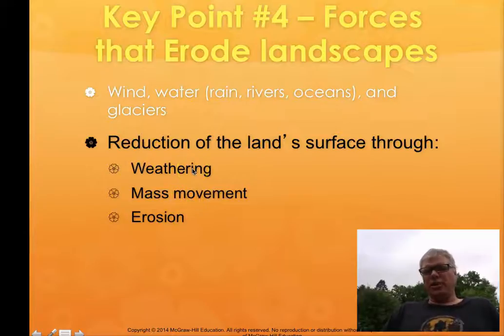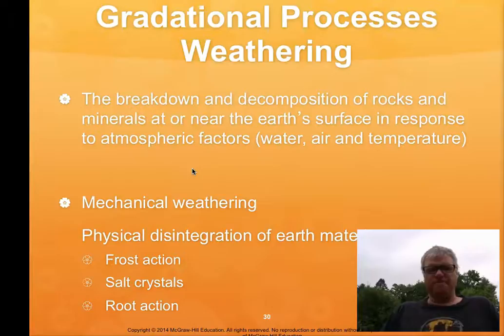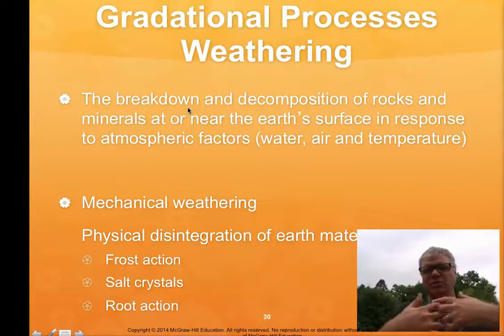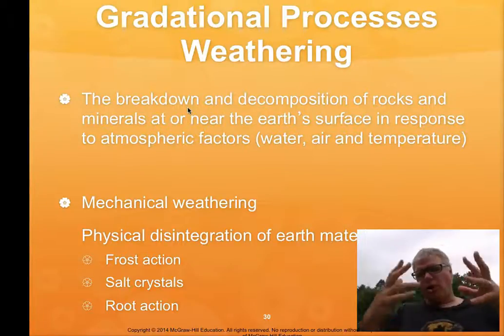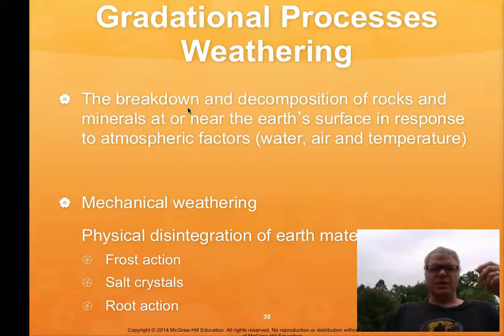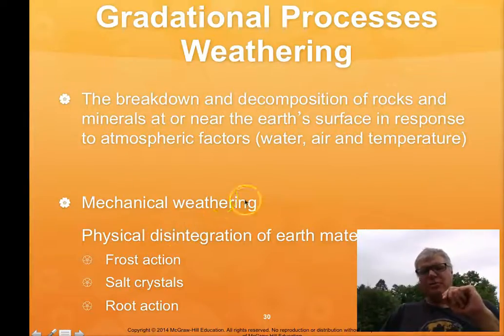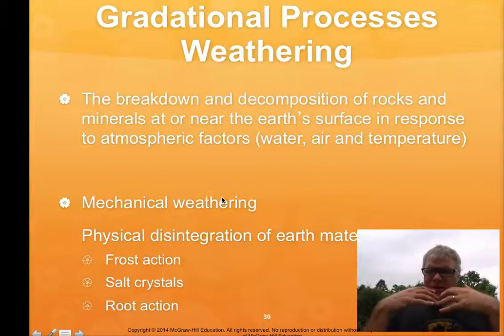And with weathering, there's a couple different types that are important to note here, and those 2 are mechanical weathering and chemical weathering. Weathering is the breakdown and decomposition of rocks and minerals at or near the Earth's surface. It usually happens from water, air, or just temperature difference. Mechanical weathering is essentially these things being physically broken apart or crushed apart.